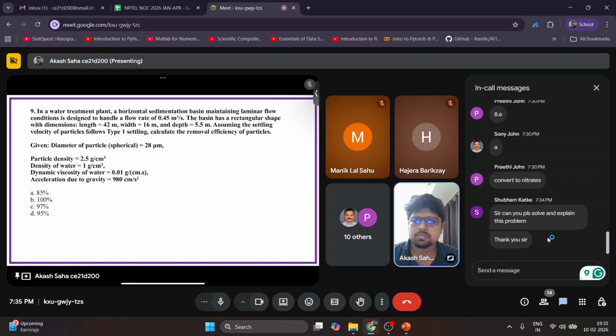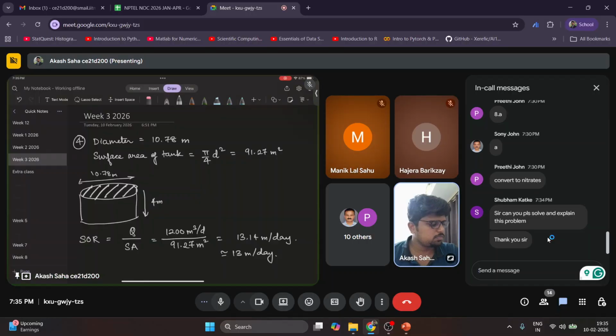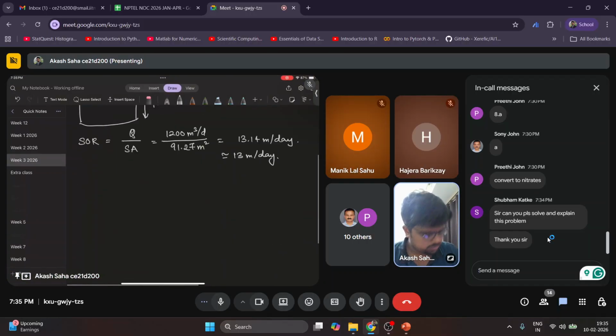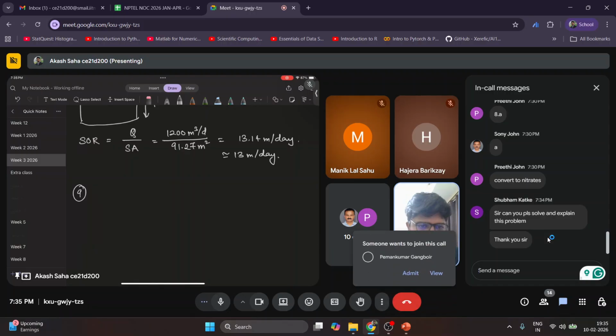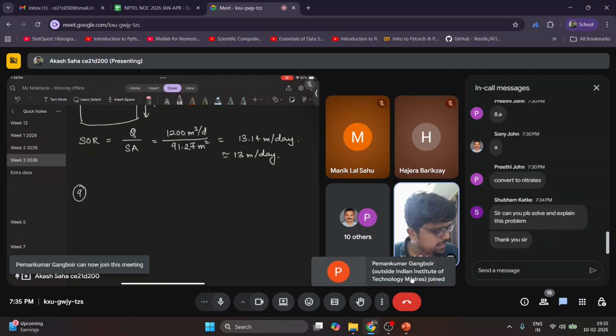Okay, so just take a screenshot of this question, so while solving you can refer to the values. I hope you have taken the screenshot. Let's move. So this is question number 9. We have a rectangular tank, suppose.